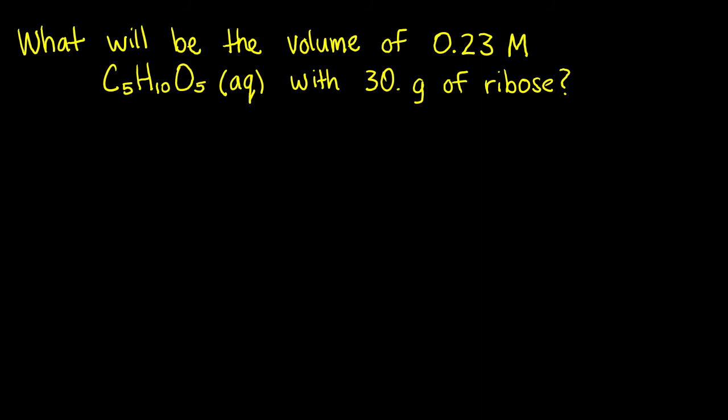Suppose you have to solve for the volume of a solution. This question asks, what will be the volume of a 0.23 molar aqueous ribose solution with 30 grams of ribose as the solute added to it? So the first thing that I do is I calculate the molar mass of the solute if it is not provided and I have to use it. Notice how I'm given grams or mass of the solute, which is ribose, which means that I need to first calculate the molar mass. The molar mass is approximately 150 grams per mole.